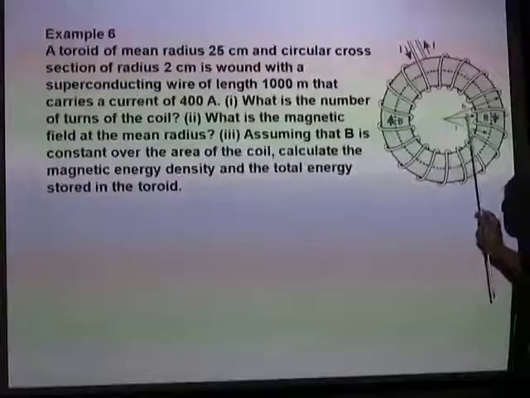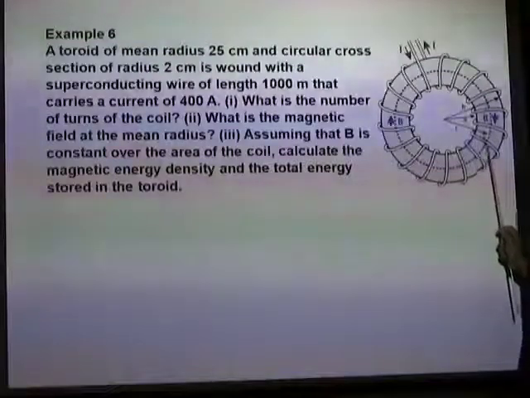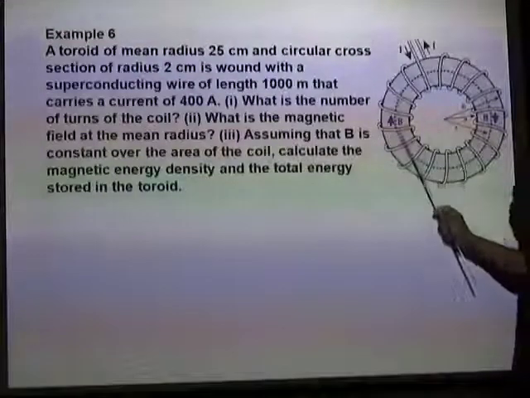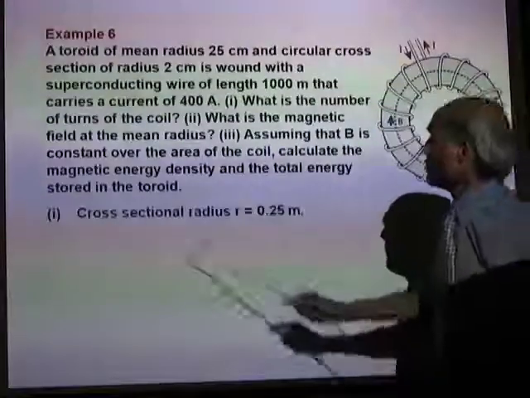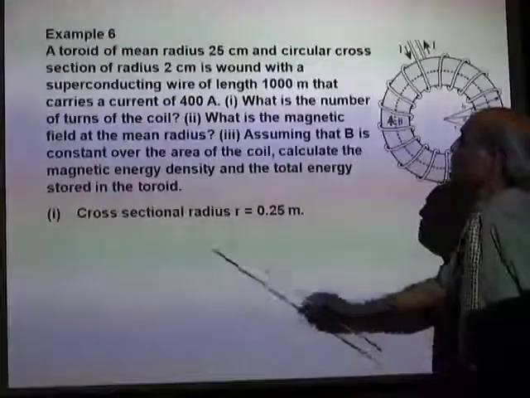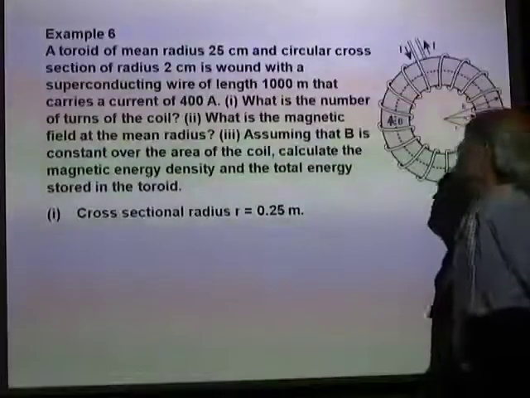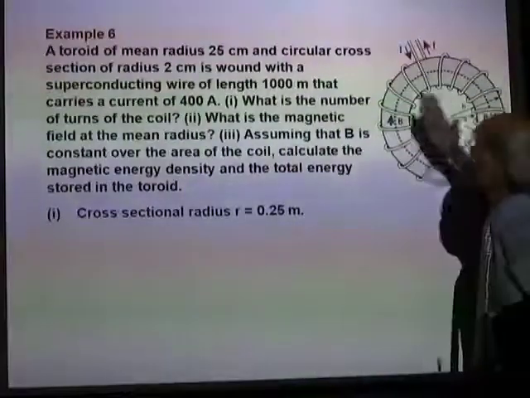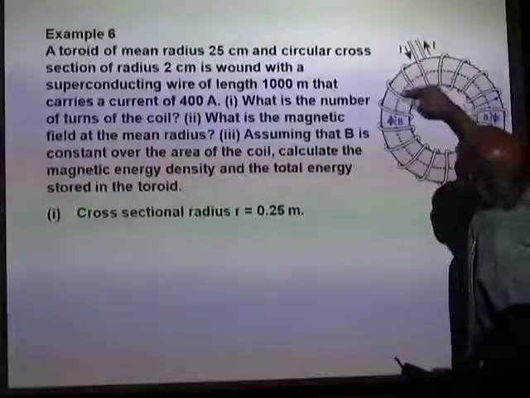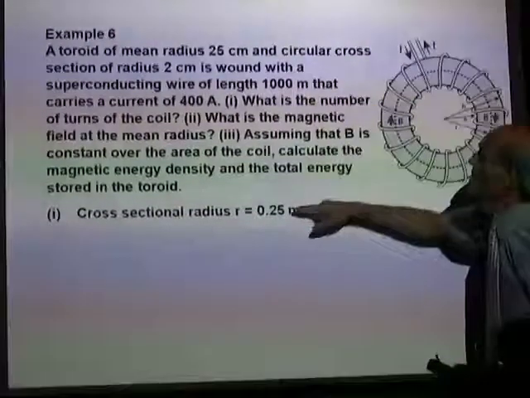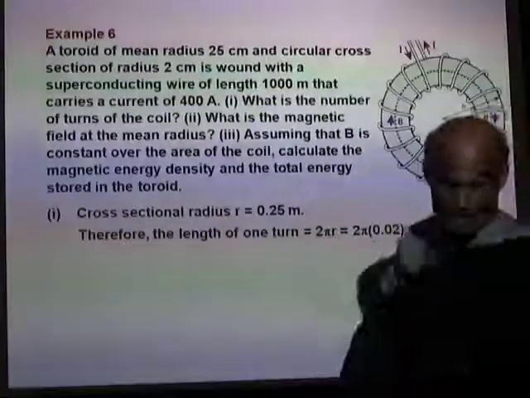Here, the inner radius is A and the outer radius is B, and the average radius indicated by these blue lines is R. First of all, the cross-sectional radius is 0.25 meter. What does that mean, cross-sectional radius? If you cut the toroid anywhere, that radius is what is given to us. Therefore, the length of one turn.